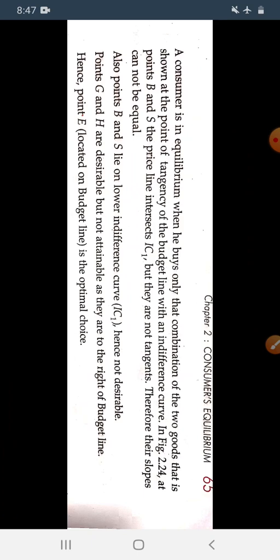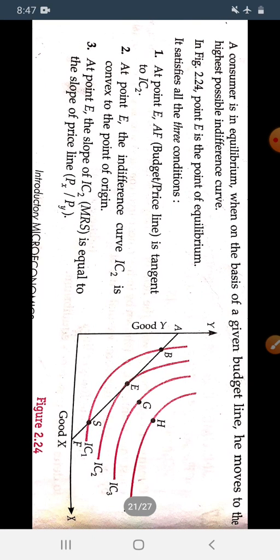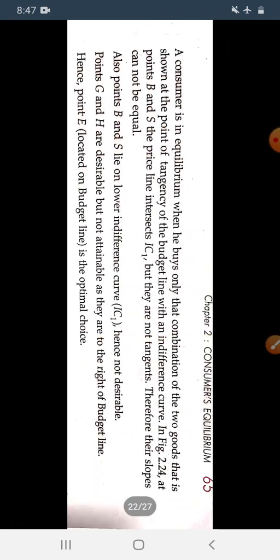Points G and H are desirable but not attainable, as they are to the right of the budget line. G and H are on indifference curves shifted rightward, which give more satisfaction, but this is not the condition of consumer equilibrium because the budget line is not tangent to and does not touch IC3 and IC4. Hence point E, located on the budget line, is the optimal choice.